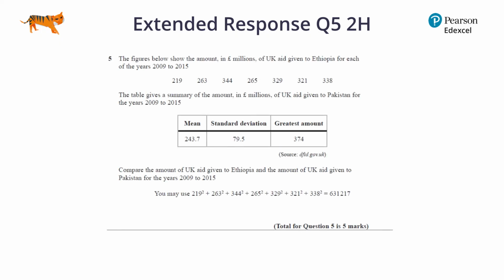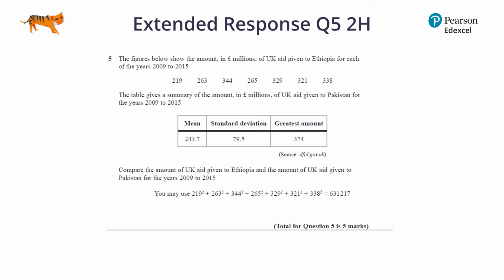Students must ensure they pay attention to the number of marks available and make sure their responses fully answer the demand of the question. This was question 5 on paper 2 higher. This is a good example to show that extended response questions don't necessarily involve just writing and can also involve calculations. All papers and tiers will now have extended response questions, and as mentioned earlier, these were the types of questions that students struggled with, particularly the foundation students.